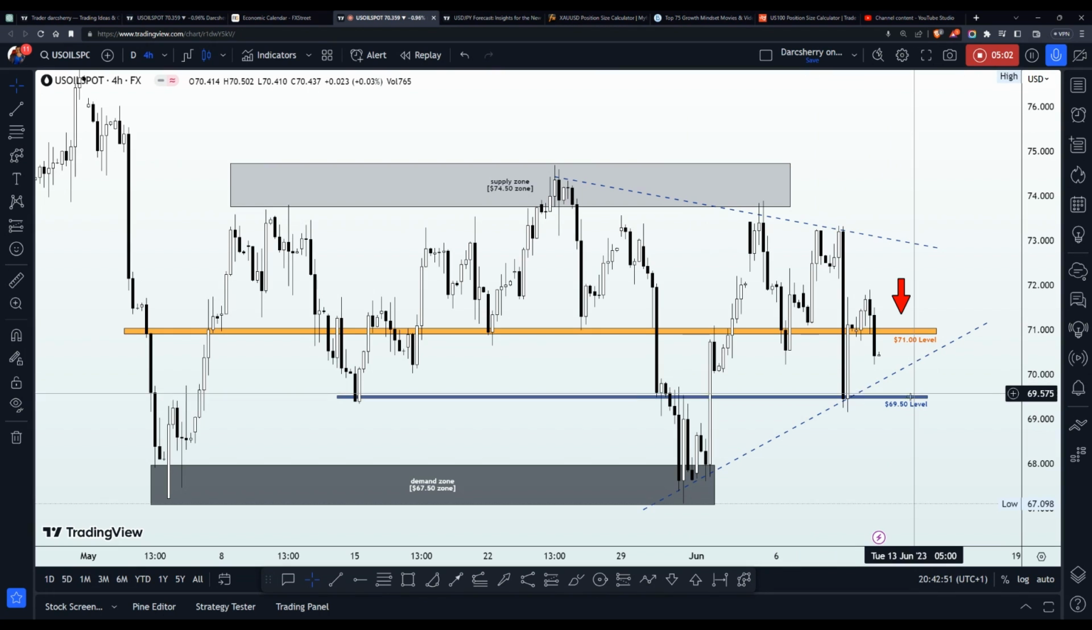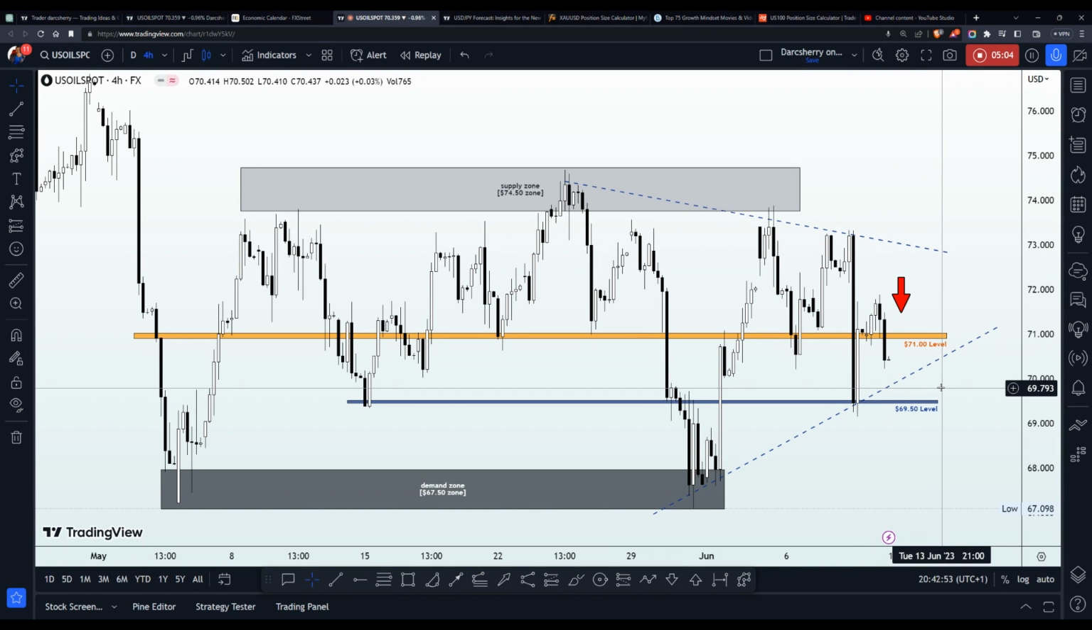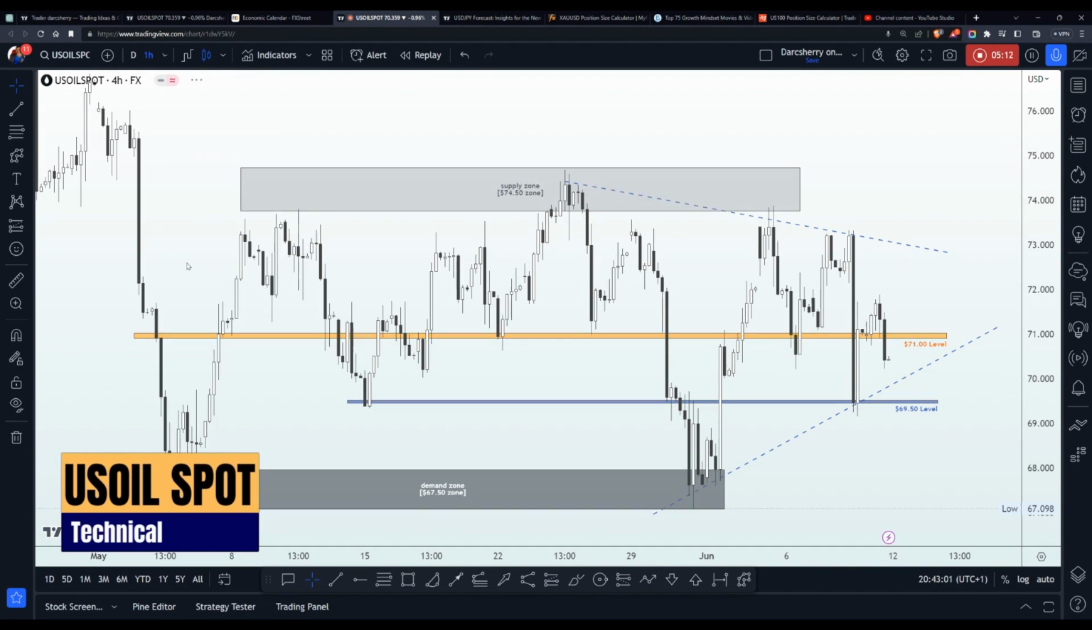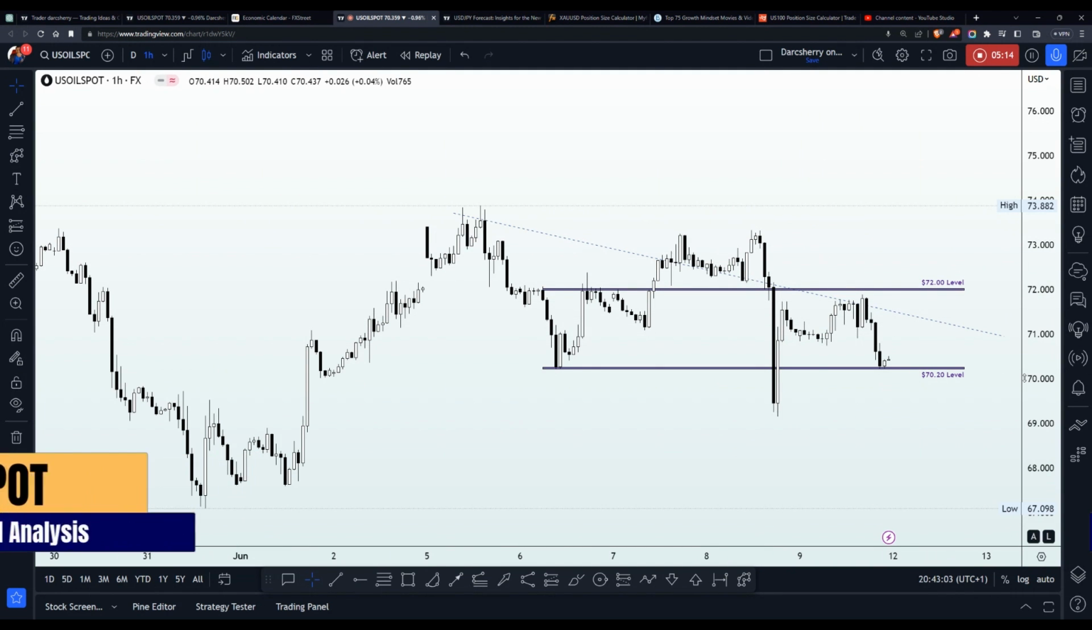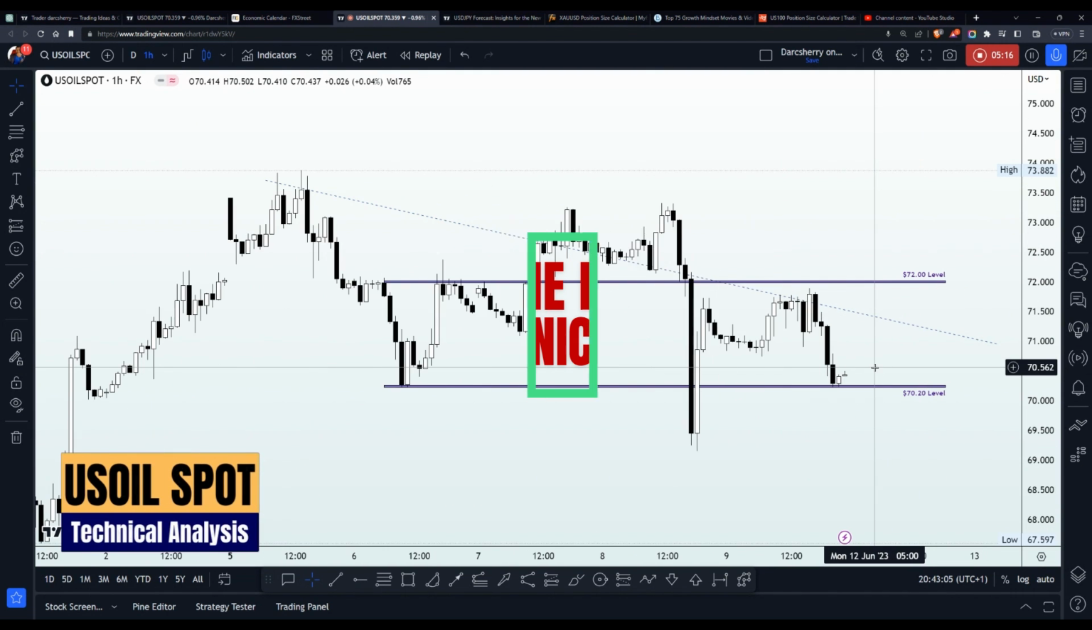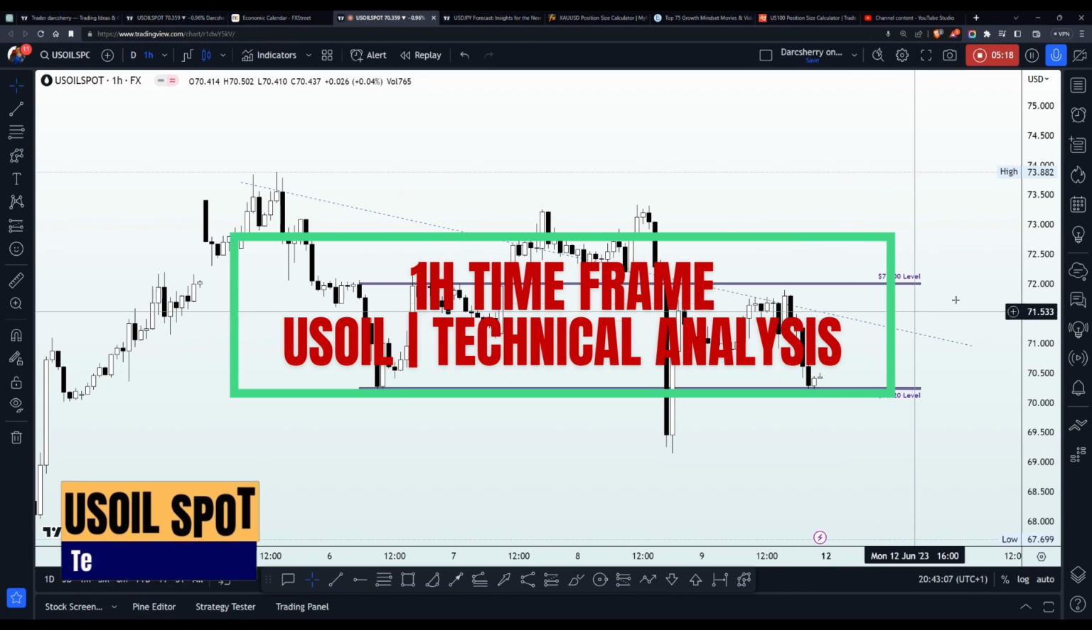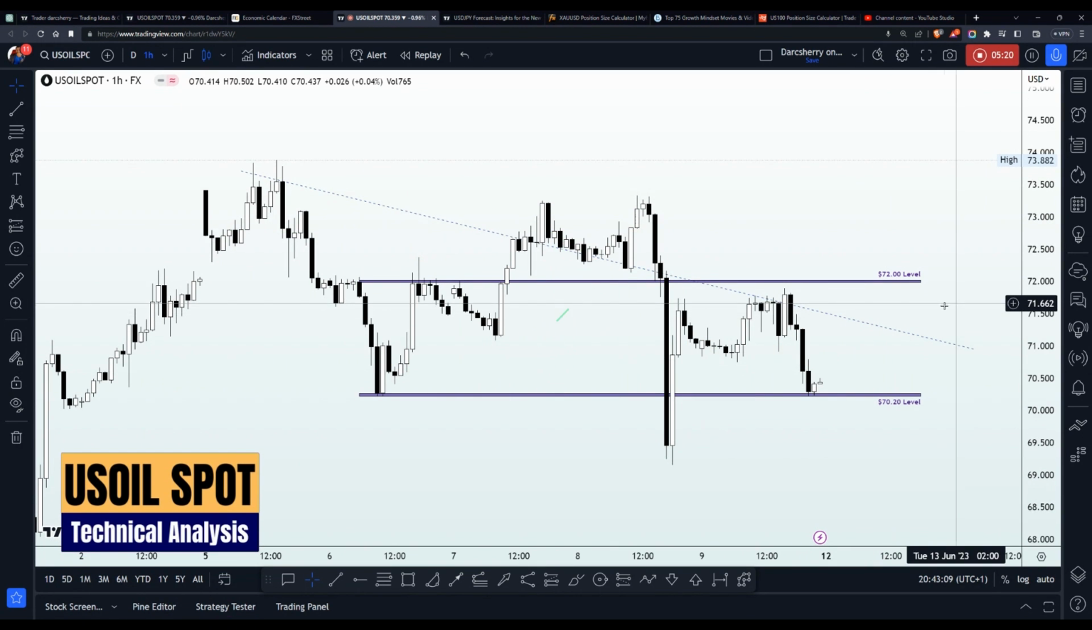So, beside the information we have gathered here on the 4 hours time frame, I was able to scale down into a much lower time frame. That is the 1 hour time frame, where I was able to identify a simple pattern structure that we are going to be using for this week.